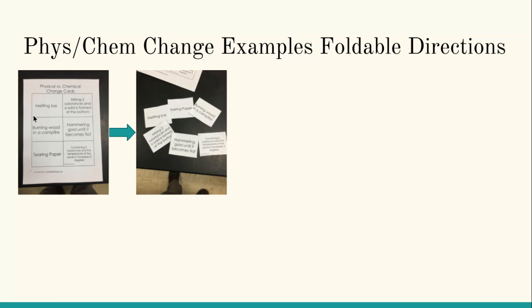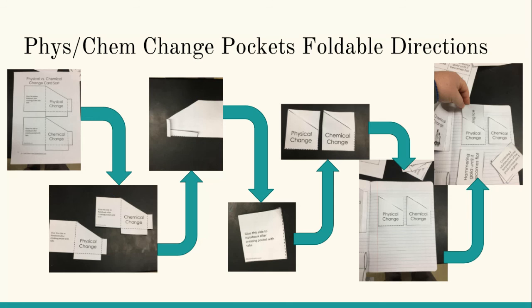And this one's the easiest one. These are the physical and chemical change cards. Just cut along the solid lines, and you should have 6 cards when you're done. And we're going to put those cards somewhere, so let's make some pockets. Again, cut along the solid lines.